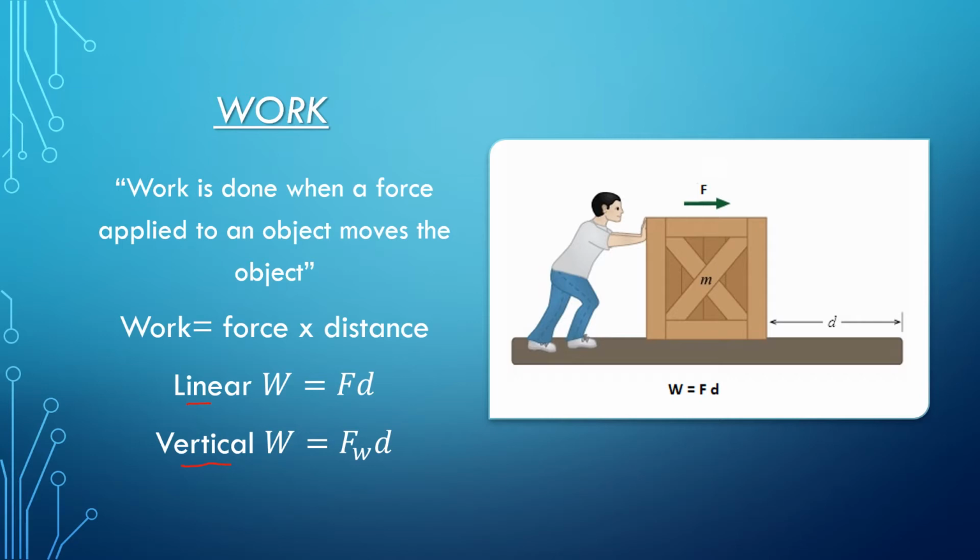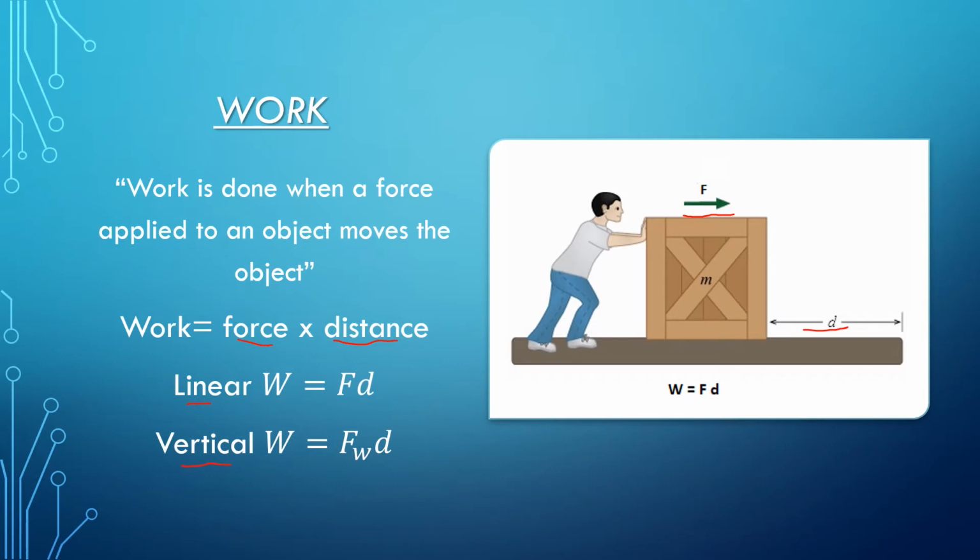So to calculate work, we need to know the force applied to that object, but we also need to know the distance that that object moved. So for linear work, it's going to be the force applied, in this picture this green vector here, times the distance that that crate was moved.